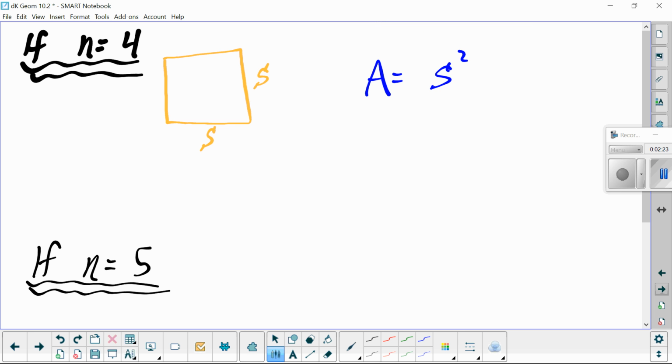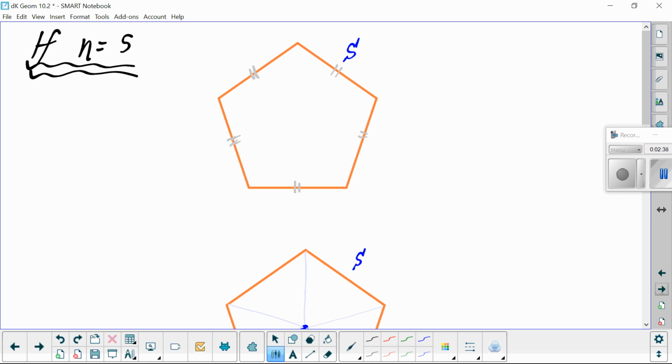All right, what if it's a regular four-gon? That's the easiest case in the world. A regular four-gon is a square, so if you know the side length, the area is just side squared. What about a regular pentagon? What would its area be?